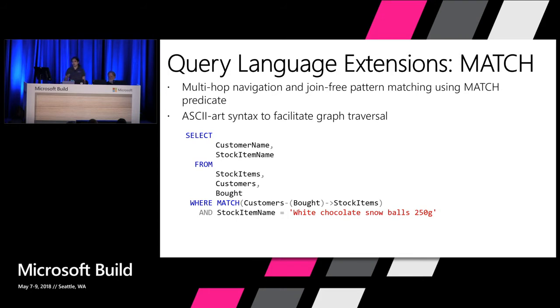In this query, we are trying to find all the customers who have bought a stock item, and the stock item being white chocolate snowballs. We are filtering the stock item name there, right? And if you look at the match predicate there, what we are trying to do is find customers who bought stock items. So we are going from customer to a stock item via the bought edge. So anything that appears at the two ends of the arrow there in match, those are your node tables.